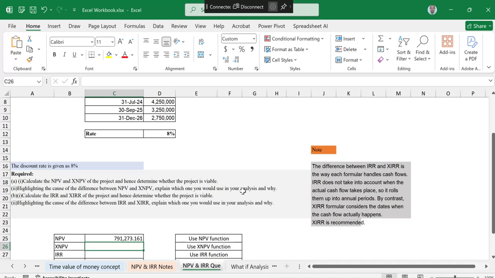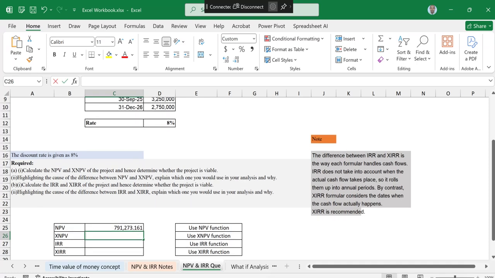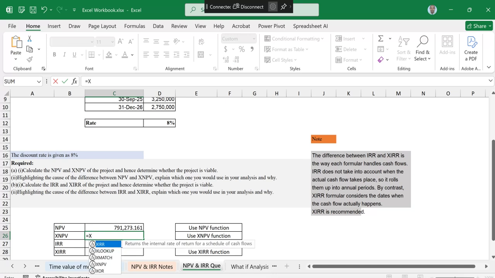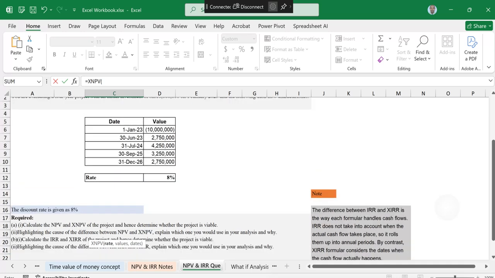What about XNPV? Equal sign, then XNPV. Remember the difference between the two. NPV doesn't take into account the exact date that the cash flows occurred, but XNPV takes into account the exact date that these cash flows occurred. You can see up here that we have dates and values. The outflow occurred on 1st January. You started receiving money on 30th June, the other one on 31st July 2024, 30th September 2025, and 31st December 2026. That's how you receive the monies from your project.